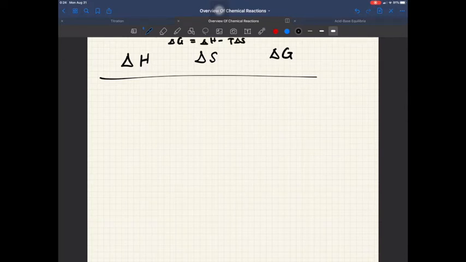A negative value of your delta H and a positive value of your delta S would result in a negative value of your delta G, meaning an exothermic reaction which results in more disordered products would necessarily be a spontaneous reaction. So why is it that a positive change in disorder or a change in entropy is more favorable?